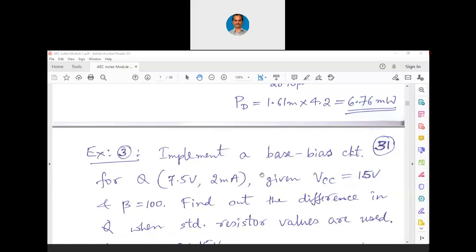Now can you quickly find out the value of RB and RC? Later on I will show you my answer. Another 3 minutes I will give you. Lokesh, this time use 2 decimal digits.